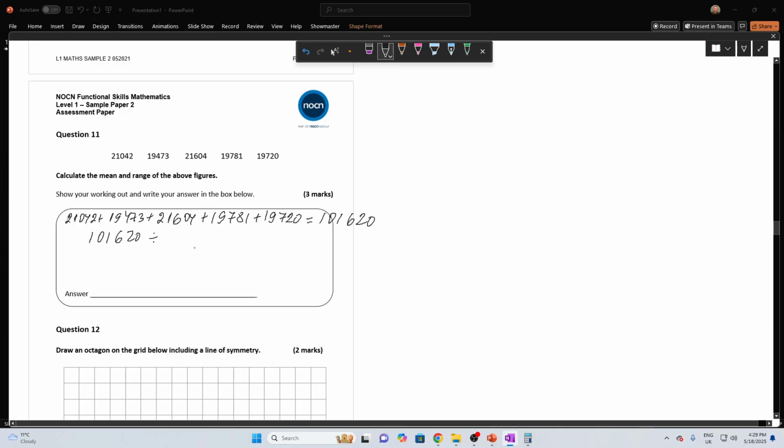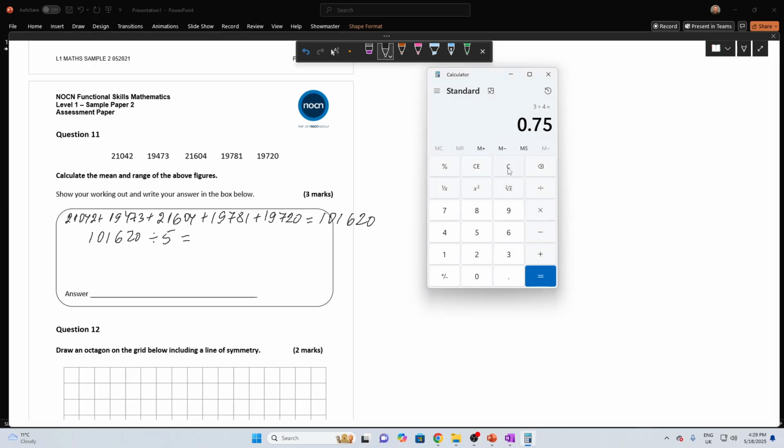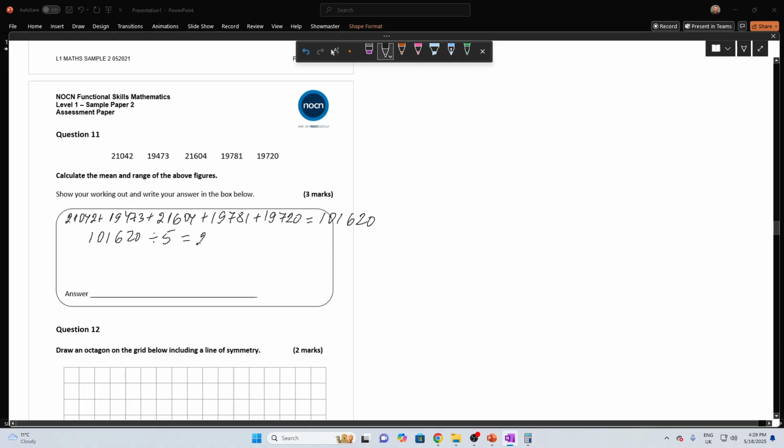This 101,620, I need to divide by how many numbers I have. I have 1, 2, 3, 4, 5. So I need to divide by 5. So 101,620 divided by 5, and I will have 20,324. So this is my mean.